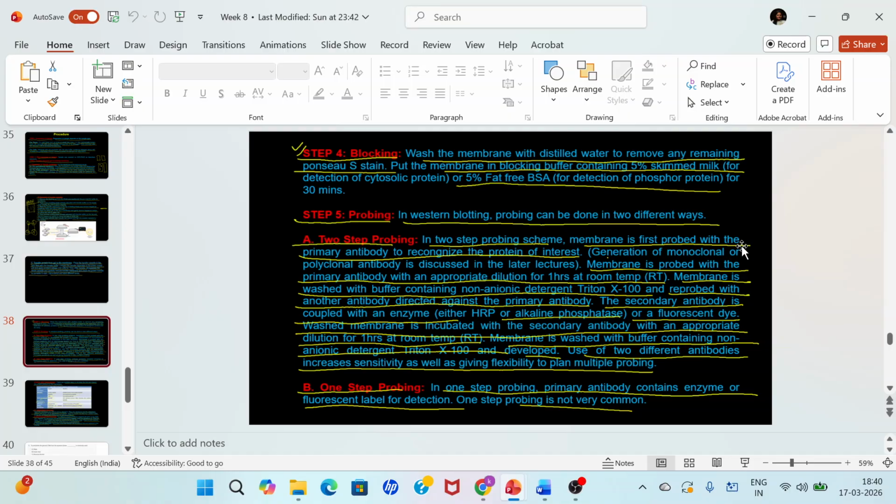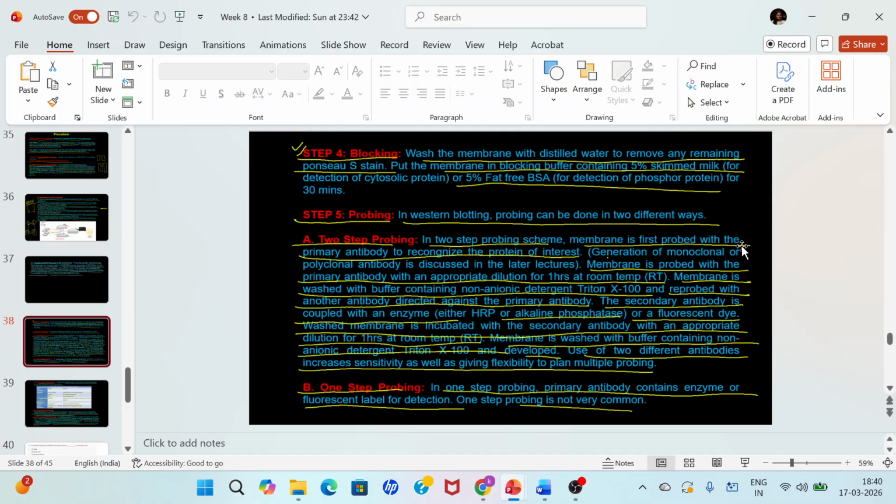So basically, in 5% BSA, you can leave it for 30 minutes, 1 or 2 hours, or you can leave it overnight. That is okay, but it should be kept at 4 degrees if you are leaving it overnight. The blocking is done. Then the next day, the washing will be done. Excess BSA will be removed.